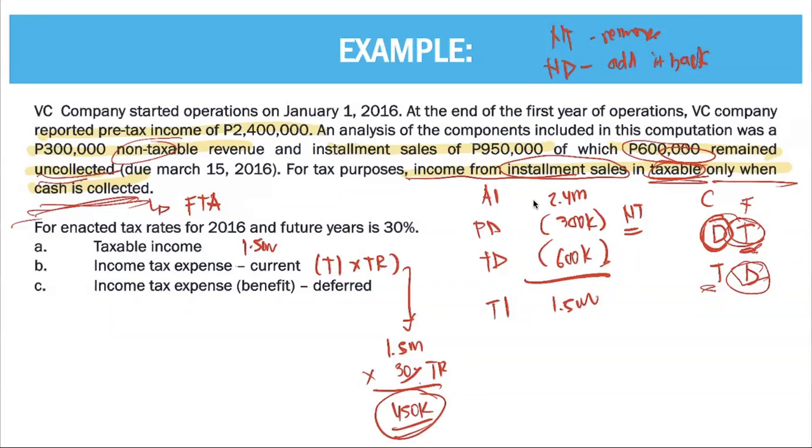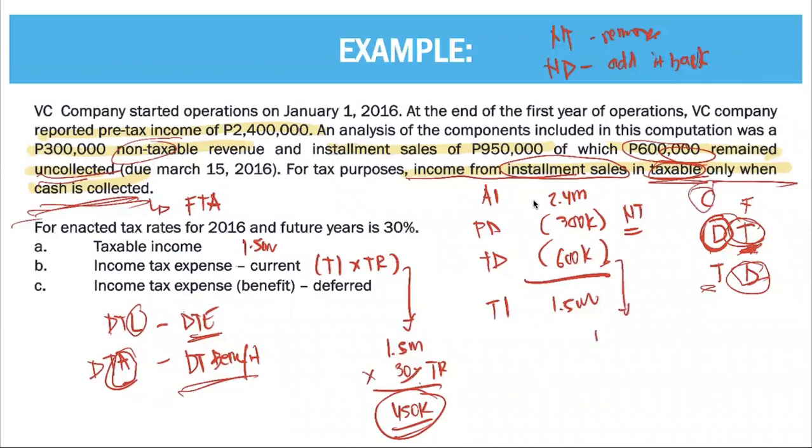How about the income tax expense or benefit? This talks about your deferred tax liability or deferred tax asset. If that is a deferred tax liability, we have a deferred tax expense. If that is a deferred tax asset, we have a deferred tax benefit. Clear? If that is a deferred tax liability, deferred tax expense. If it's a deferred tax asset, deferred tax benefit. So here, if you deduct now in the current period, you have a future taxable amount. Since this is a future taxable amount, we have a taxable temporary difference. A taxable temporary difference gives rise to a deferred tax liability.